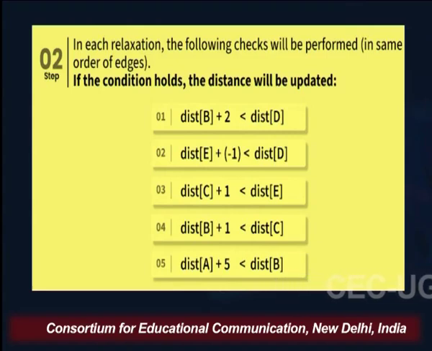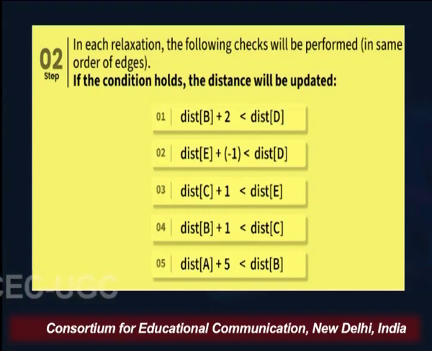Similarly, distance of E plus minus 1 should be less than distance of D. Distance of C plus 1 should be less than distance of E, distance of B plus 1 should be less than distance of C, and the last one, which is distance of A plus 5, should be less than distance of B. This is the updation which is going to happen, because as I have told you, we are going to perform these checks in the same order of the edges, and the order of the edges was: we started from B to D, then E to D, then C to E, B to C, and in the last A to B. So, in this first iteration of the relaxation procedure, only the fifth condition holds, which says distance of A, which is 0, plus 5 is less than distance of B, which is infinity.